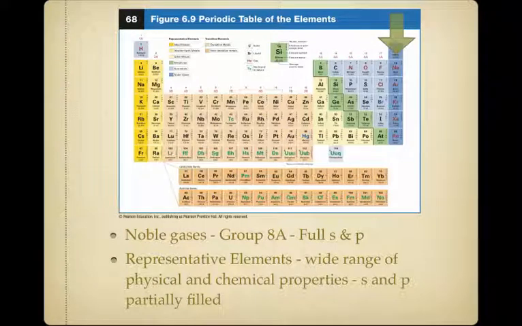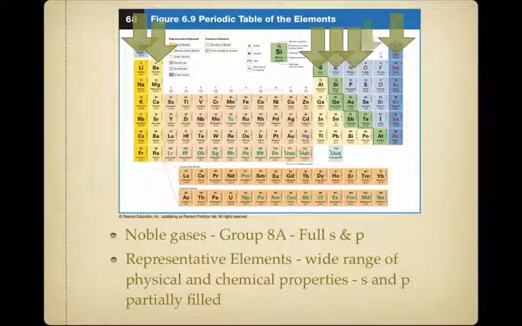And then we have the representative elements where we're filling those s and p sublevels. Here we're filling an s sublevel. Here we're filling another part of the s sublevel. Over here we're starting to fill the p sublevels. So these are all of our representative elements. Those are the group A elements, 1A through 8A. All of them are filling, or they have filled, the s's and p's.